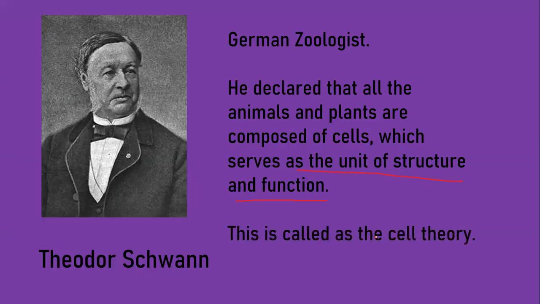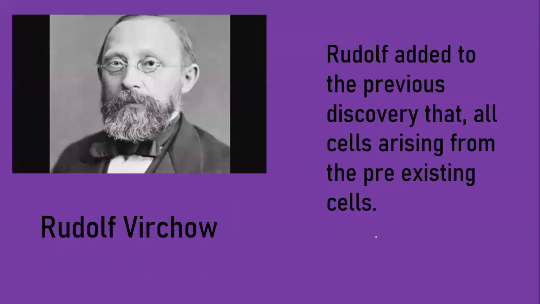This is called the cell theory. Again, Rudolf Virchow was there. He added to what was told by the other two scientists, which we have discussed just now. Rudolf also added to the previous discovery that all cells arise from pre-existing cells. With the help of different divisions, they arise, giving rise to new cells from pre-existing cells.